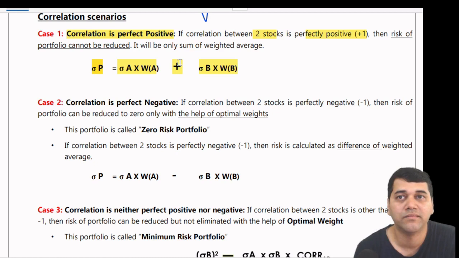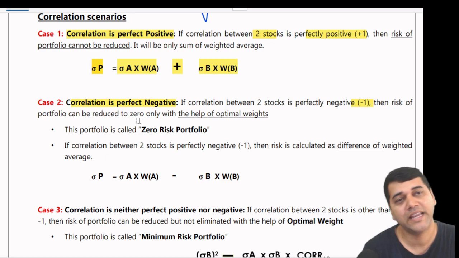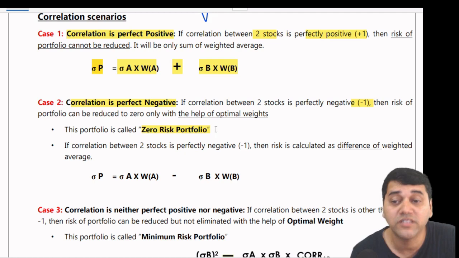If the correlation between stocks is perfectly negative, then you can make the portfolio risk zero. No risk, because if one stock fails, the other stock gives you the return, like heater and AC. So this is called a zero risk portfolio. It's very difficult to find such type of stock.